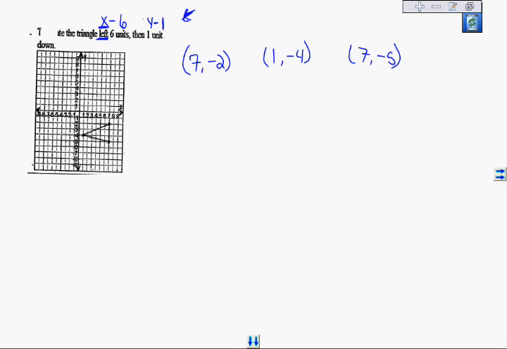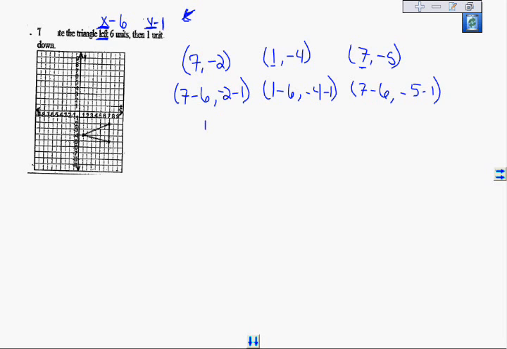So I'm going to take all of my x's and subtract 6. 7 is an x. 1, that's the x. Then take all my y's and subtract 1. -4 minus 1. -5 minus 1.